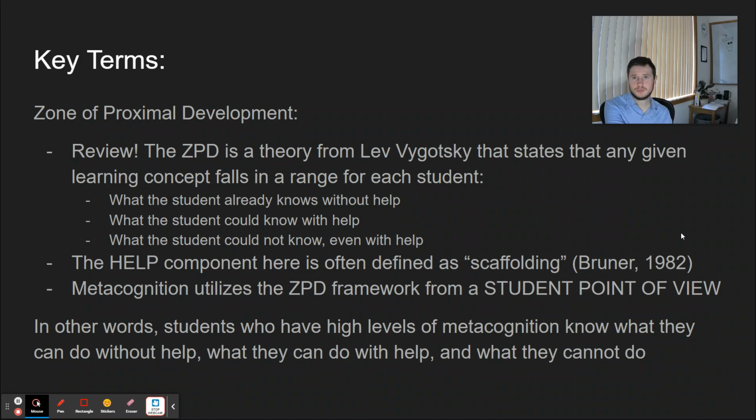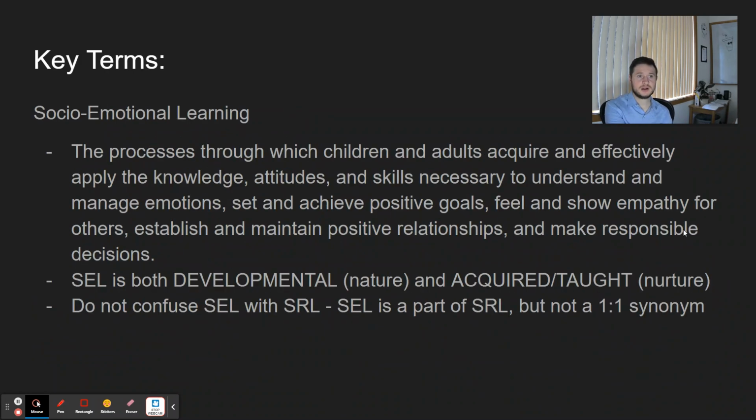Okay, moving on. Oops, back. The other branch of self-regulated learning is socio-emotional learning. So like I said, I believe in two branches. The two branches are metacognition and then socio-emotional learning. Socio-emotional learning is the process through which children and adults acquire and effectively apply knowledge, attitudes, and skills necessary to understand and manage emotions, set and achieve positive goals, feel and show empathy for others, establish and maintain positive relationships, and make responsible decisions.